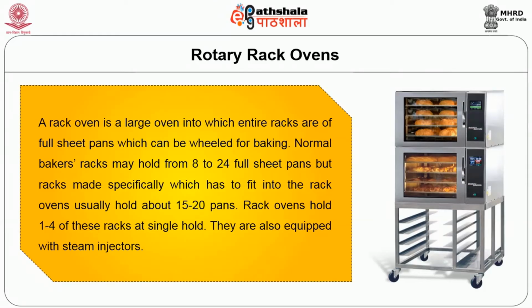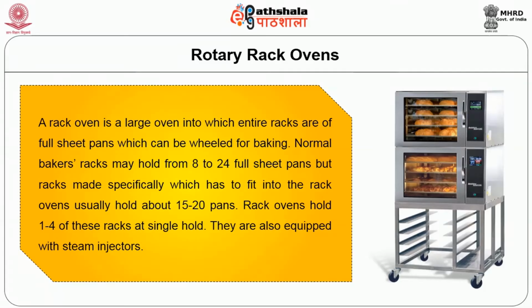A rack oven is a large oven into which entire racks of full sheet pans can be wheeled for baking. Normal baker's racks may hold from 8 to 24 full sheet pans, but racks made specifically to fit into the rack ovens usually hold about 15 to 20 pans. Rack ovens hold 1 to 4 of these racks at a single time. They are equipped with steam injectors. It is a cabinet which has a trolley with baking trays, and when the trolley is put into the cabinet with filled trays which have to be baked, the trolley rotates and ensures that all the products are evenly baked at the same time.